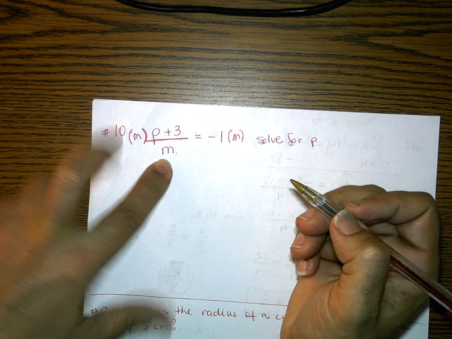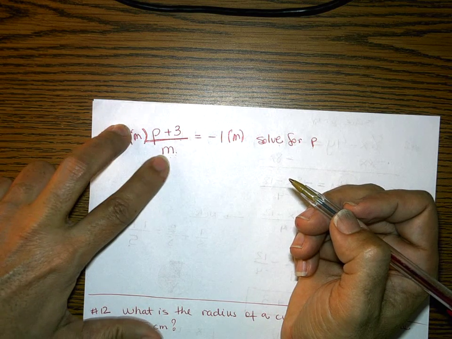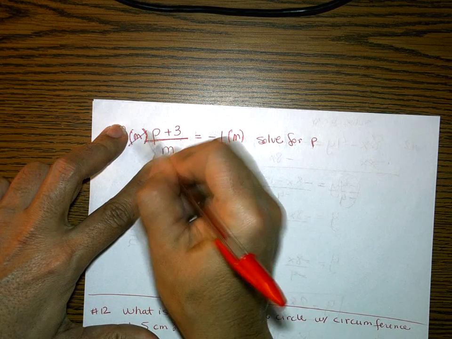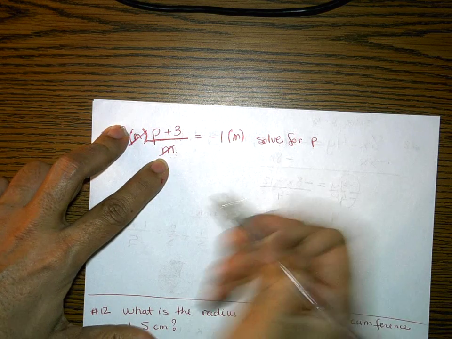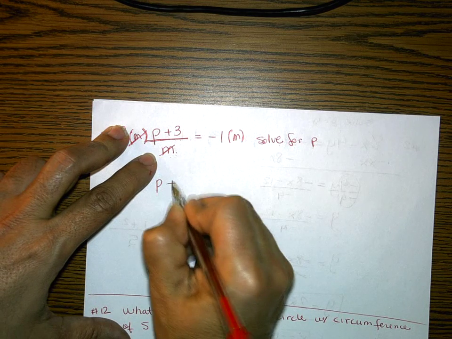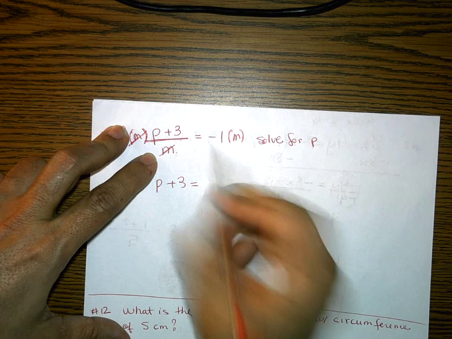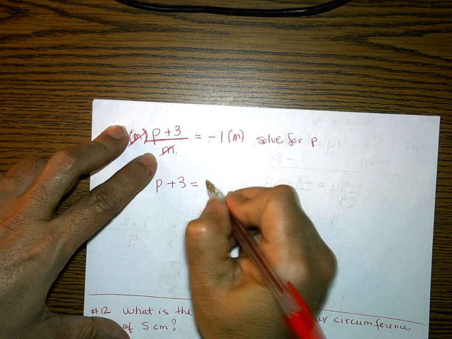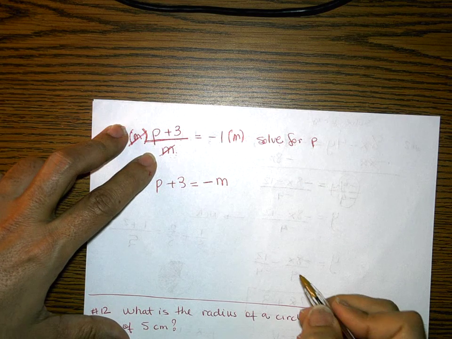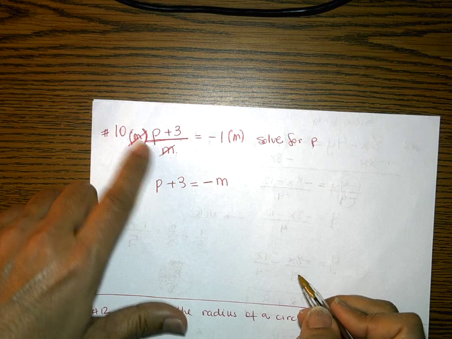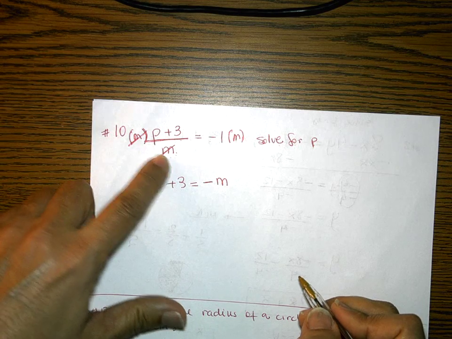If I'm multiplying and dividing, they undo each other, so they cancel, and we end up getting our p plus 3 all by itself. And negative 1 times m is a negative m. There we go. That's always the step I'm going to use when I want to get rid of a denominator. Now it's much easier.